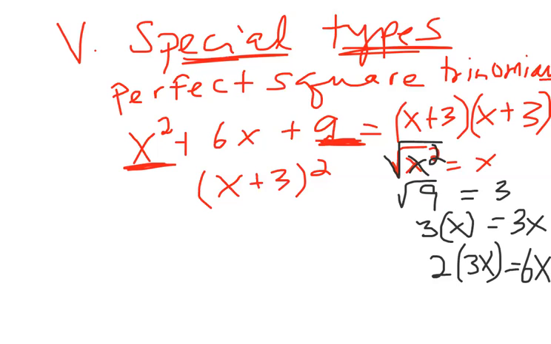So if you know you have a perfect square trinomial, the quickest way to factor this is to take an x on the x squared and then half of the 6. Take an x on the x squared and then take half of the b term, and then square it, guys.